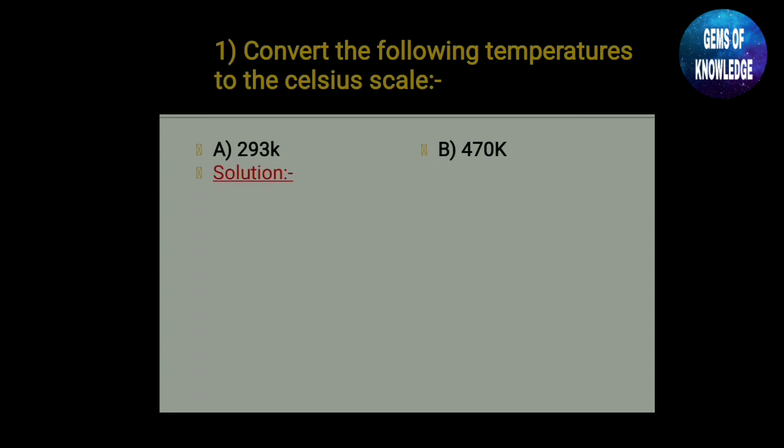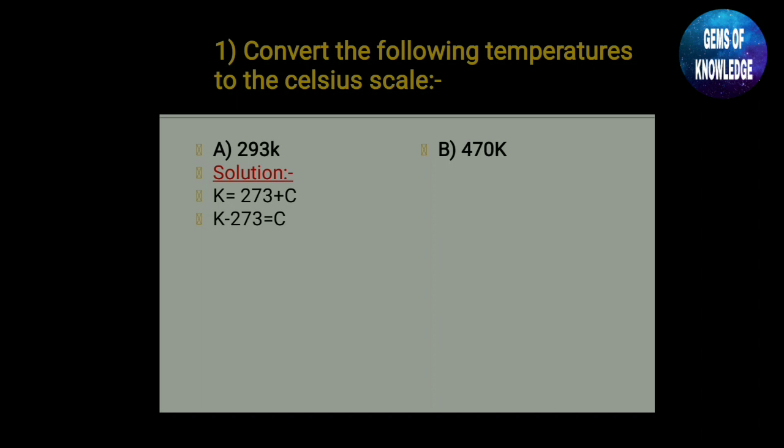For the first one, 293 Kelvin, how can you convert this into Celsius scale? The formula is K equals 273 plus C. This is the formula where you can convert either from Celsius to Kelvin or from Kelvin to Celsius. If you move this 273 to the left side, what you are going to get is K minus 273, which is equal to C.